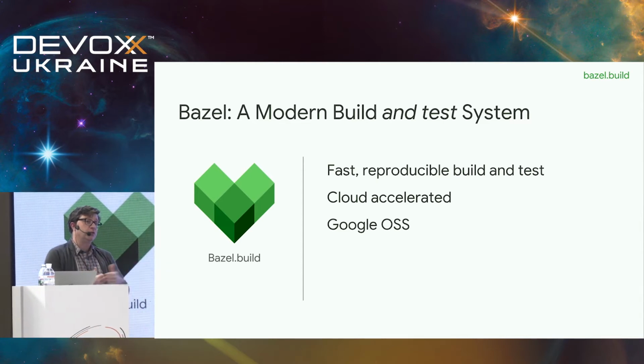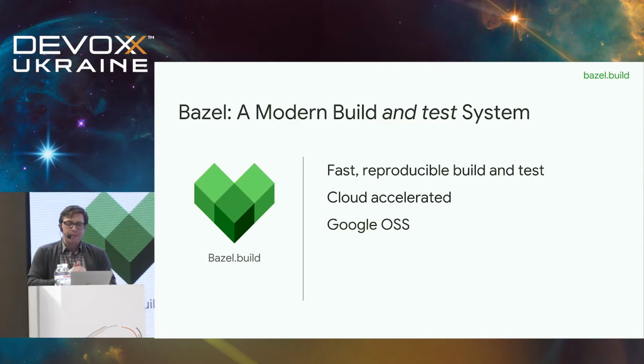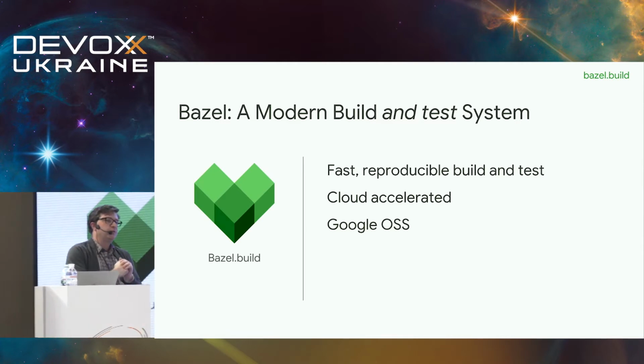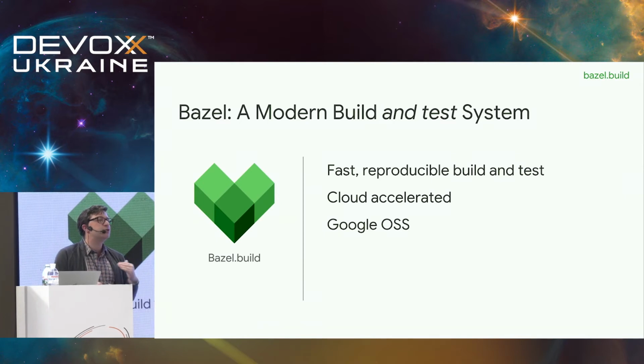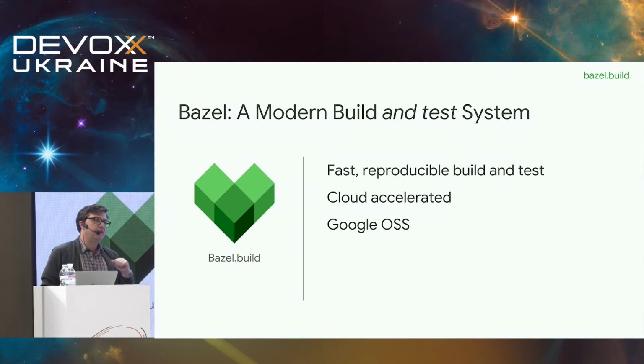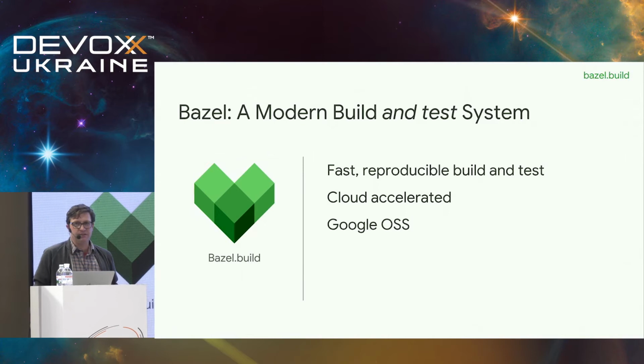It's been used at Google for over 10 years. Bazel is a modern system built from the ground up to scale and have correct, reproducible builds for any size code base without losing any velocity.